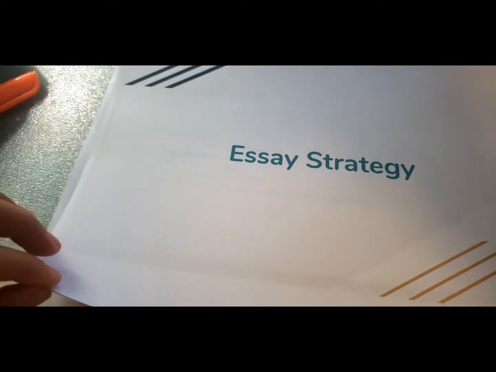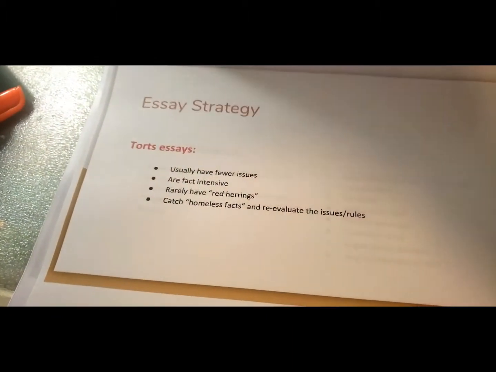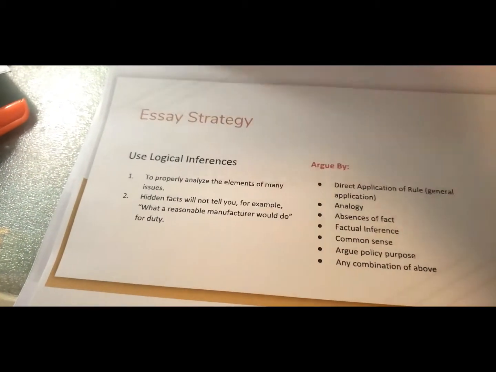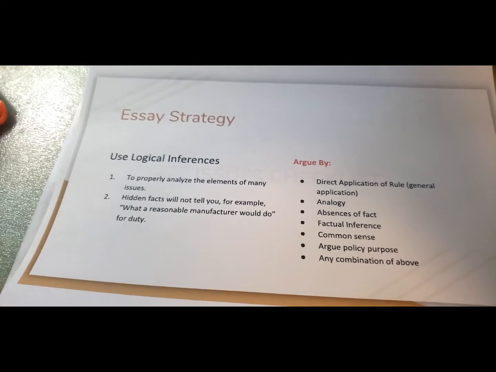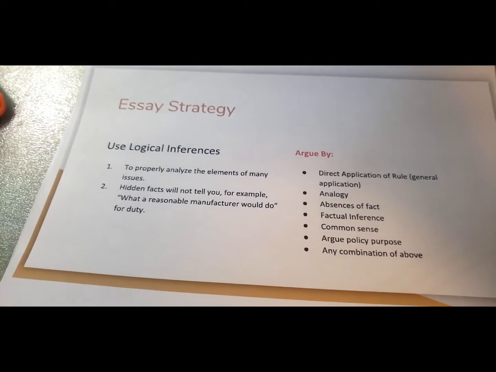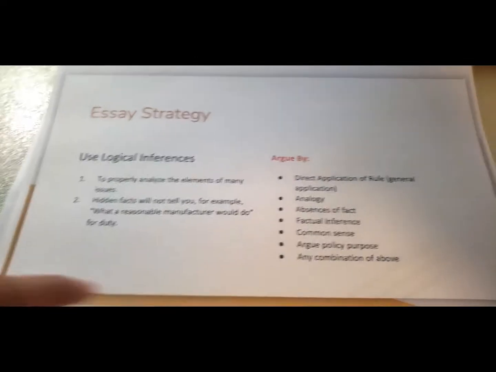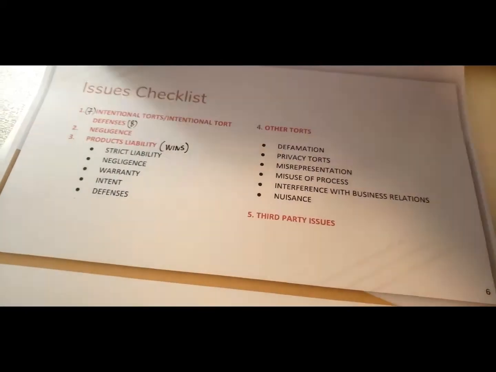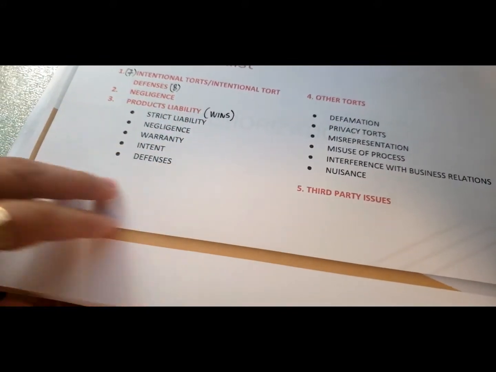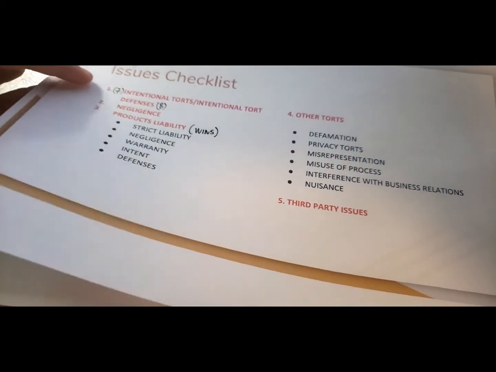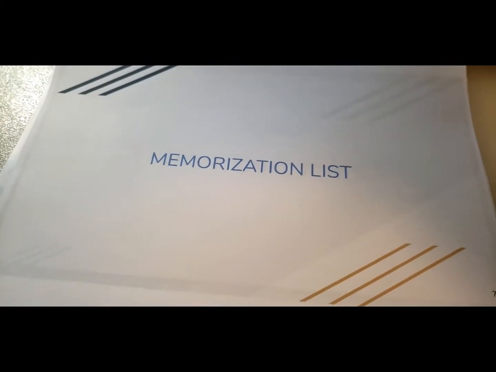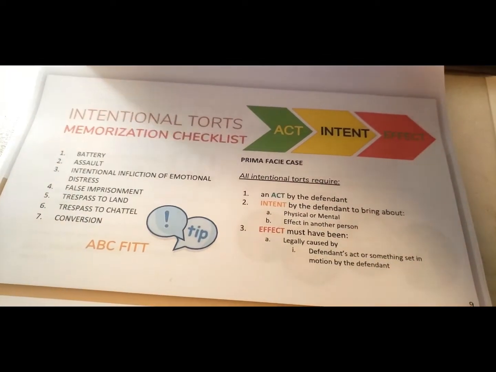So basically, these are my tort notes, and what's inside are essay strategies that give mental strategies for how to approach the actual writing process, how to look at the inferences and the way to argue. There's the issue checklist for torts, and I put numbers on them and different mnemonics. There's a memorization list, and here are the intentional torts.